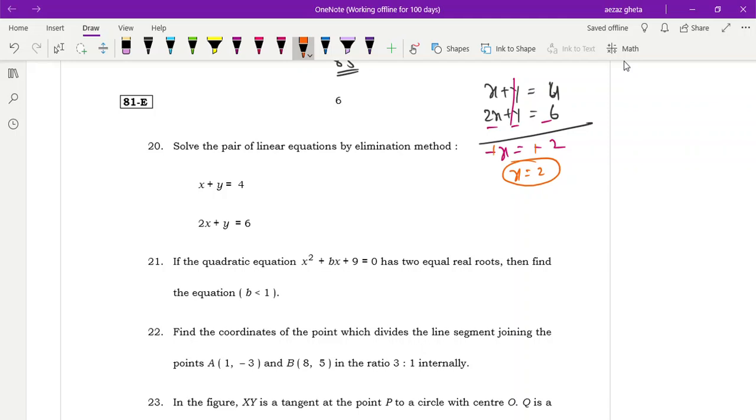y you can find out by taking any one equation. We'll take the first equation, which is x plus y is equal to 4. Or the second equation, same answer we will get: 2 plus y is equal to 4. समझ में आ रहा है, right? 4 minus 2, y is equal to 2. Got it, everybody?